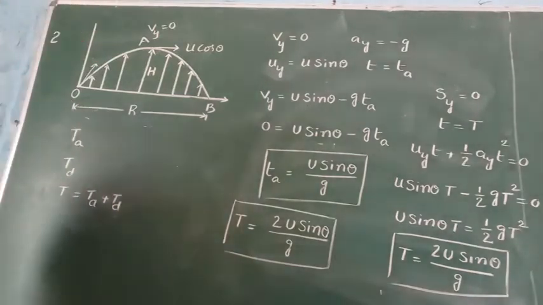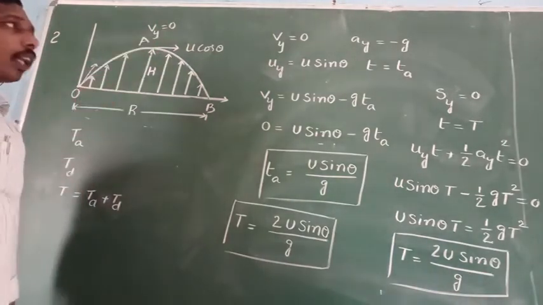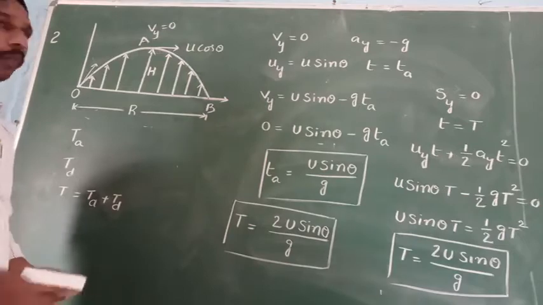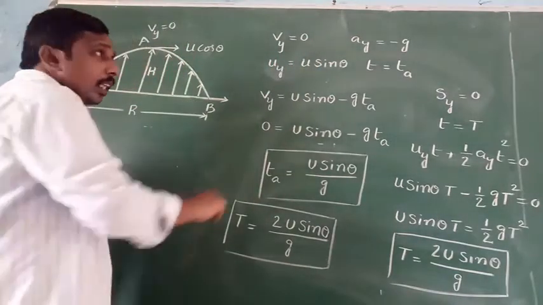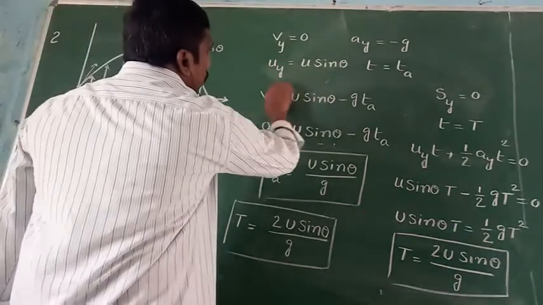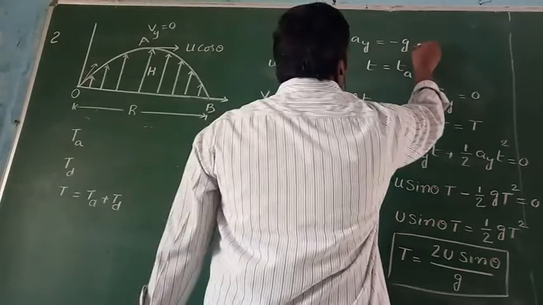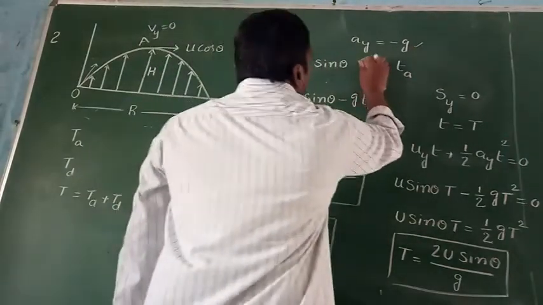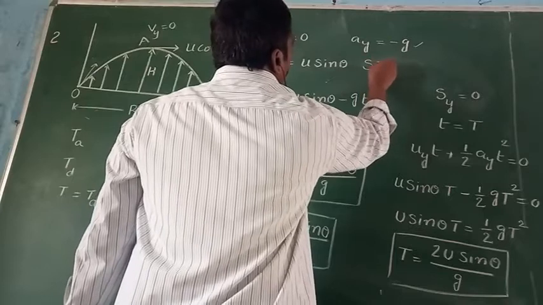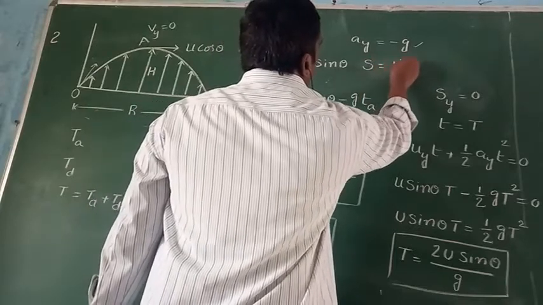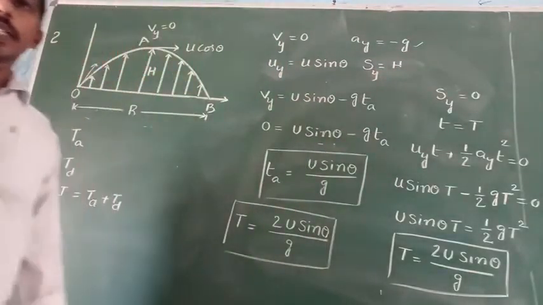If you observe the maximum height, at maximum height the vertical component of velocity is equal to 0. The initial component of vertical velocity is u sin theta. Ay is equal to minus g. But here the height is taken as h, the displacement along the y direction is taken as h meters.